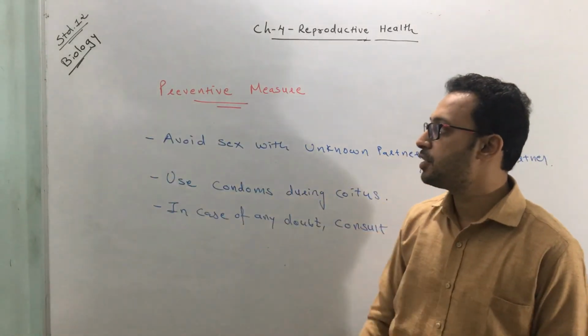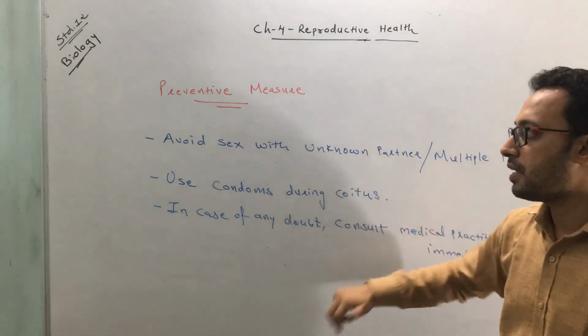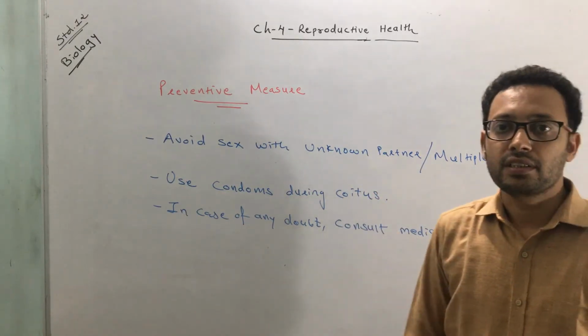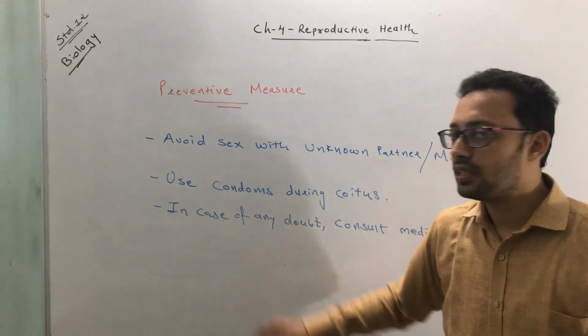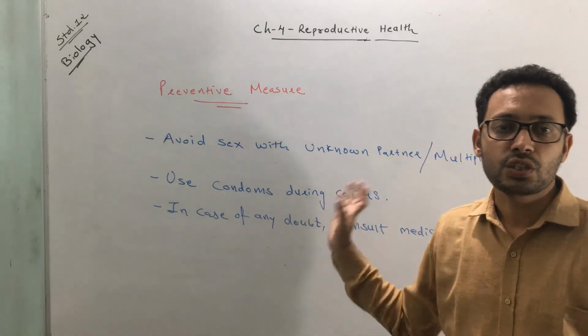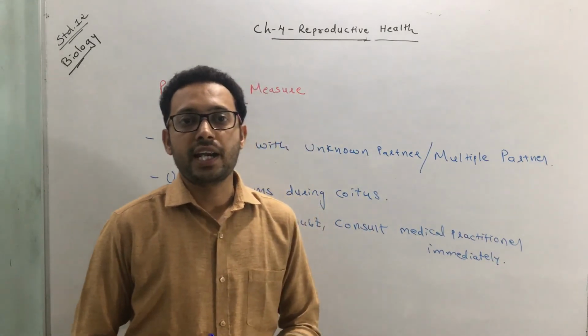Okay, so these are the preventive measures. Avoid sex with unknown partner or multiple partners. Second, try to use condoms during coitus or sexual intercourse. Third, in case of any doubt, consult medical practitioners only or the expert medical professional and act according to the advice provided by them.